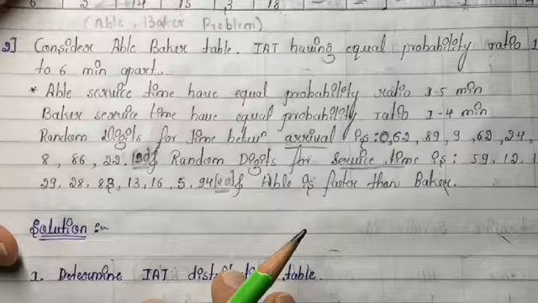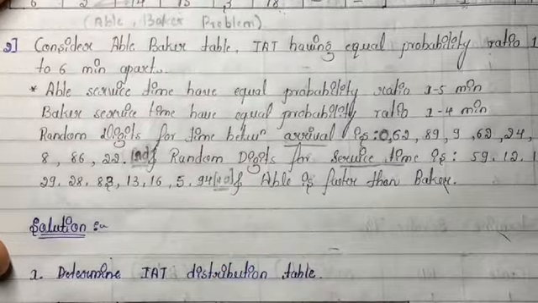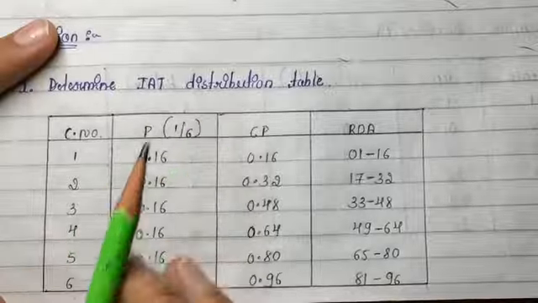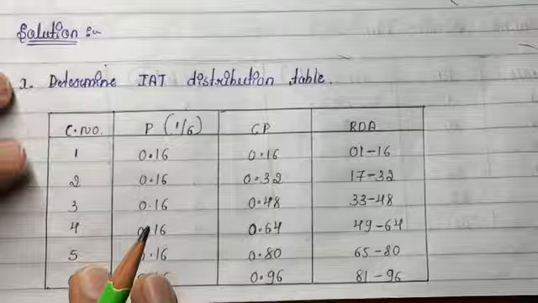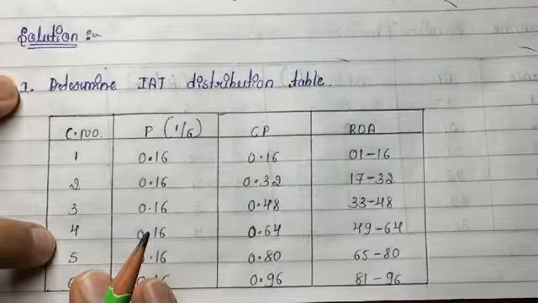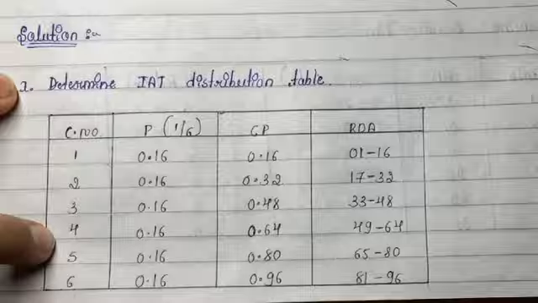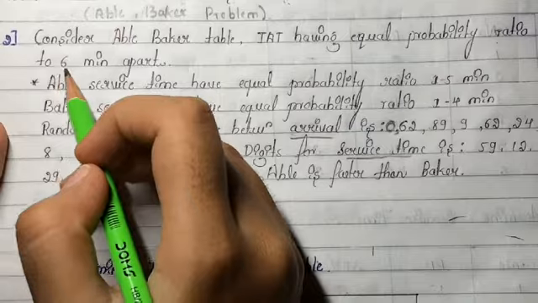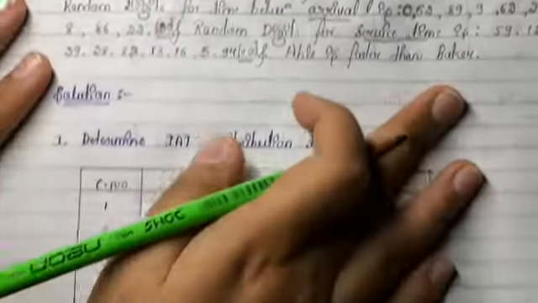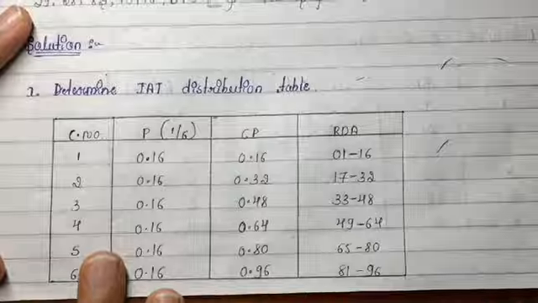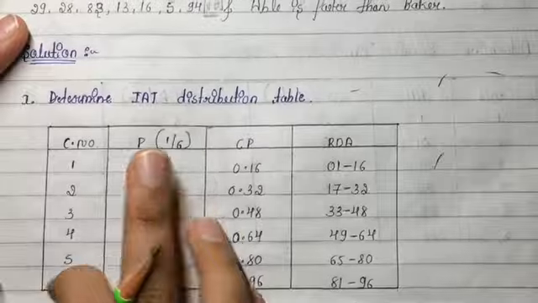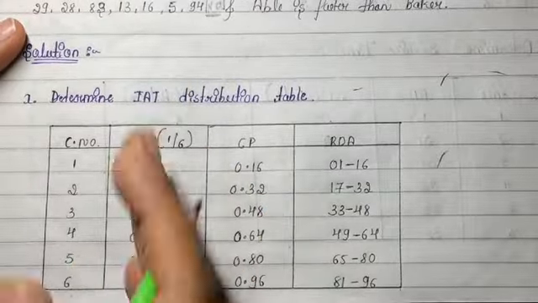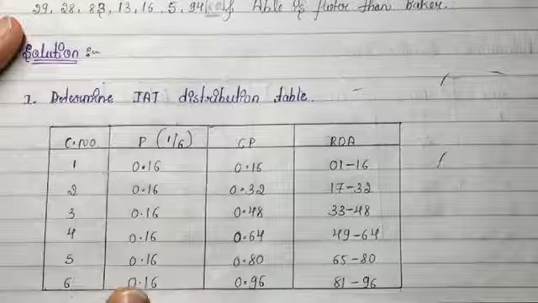Okay, now moving to the solution. This is the first step in the solution, that is the inter-arrival time distribution table. Here we need 4 columns, and the customer's number can be known from the question, that is inter-arrival time having equal probability from 1 to 6 minutes apart. So we are writing 1 to 6 here. Okay, and the probability is 1 by 6 for each customer. So the decimal value of 1 by 6 is 0.16. So we are writing 0.16 for all the customers.